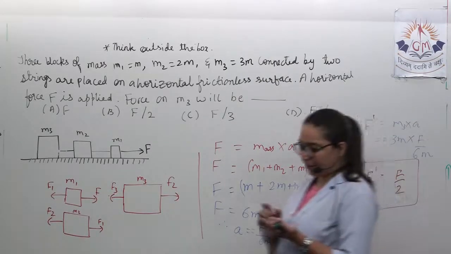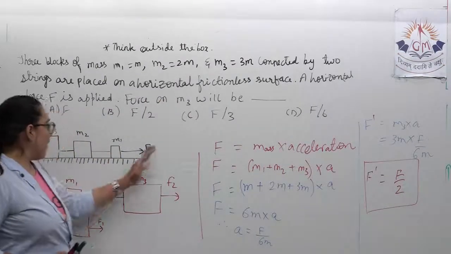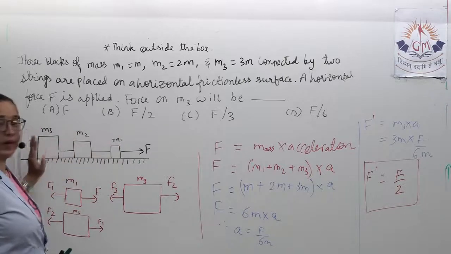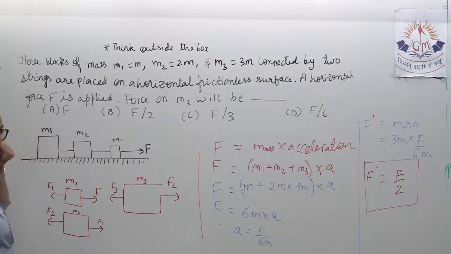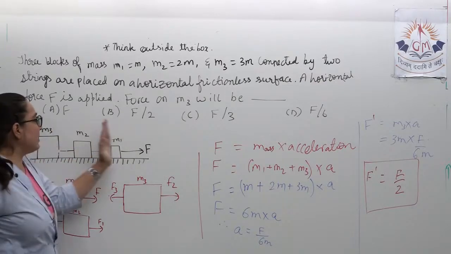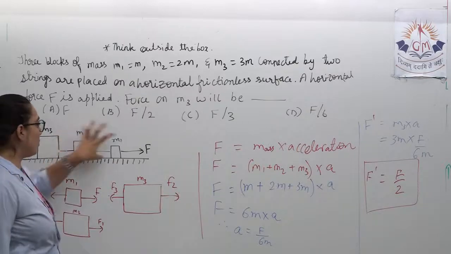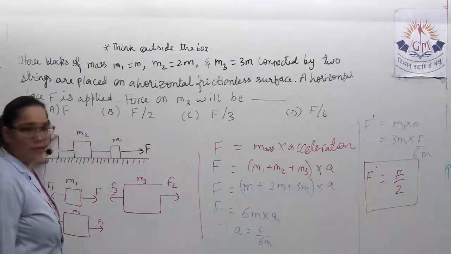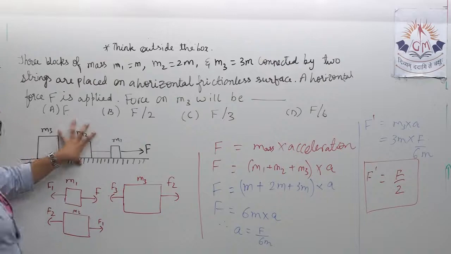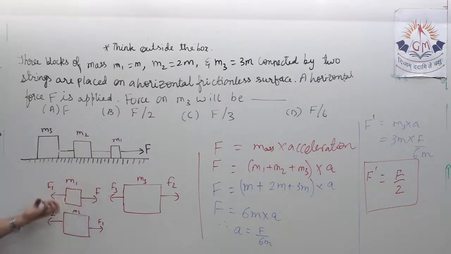Okay, I hope you are trying to understand. These are all connected ones. F is connected with m1, m2 and m3. If we talk about only m1, then on m1 this F1 is also exerting force. On m2, force is coming from both m1 and m3. On m3, it is coming from m2, but it is also applying its own force, F3.